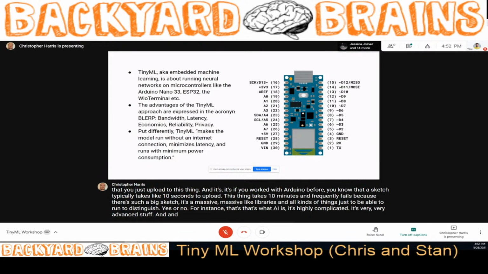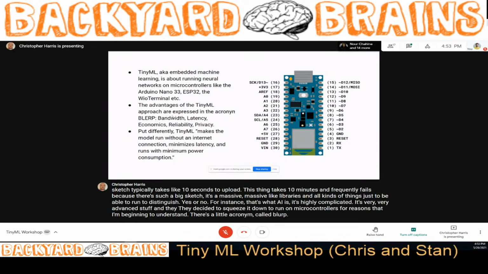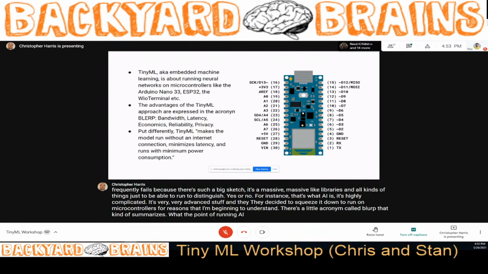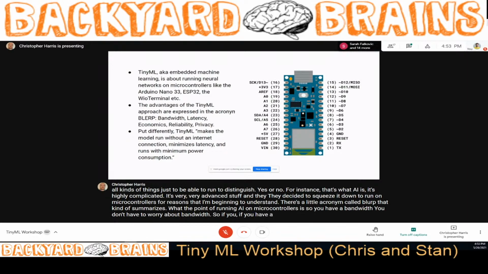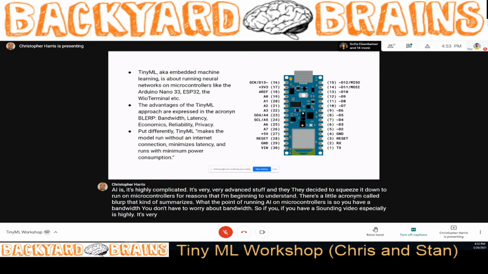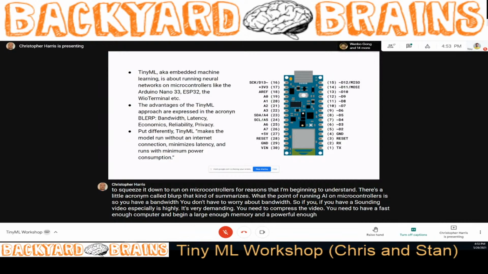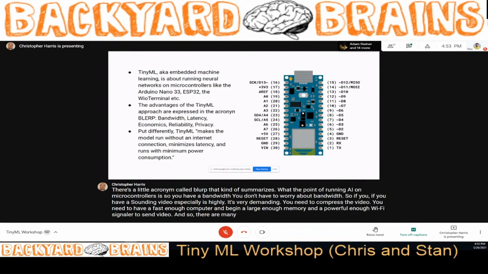There's a little acronym called BLURP that summarizes what the point of running AI on microcontrollers is. So you have bandwidth. You don't have to worry about bandwidth. Sending video, especially, is very demanding. You need to compress the video. You need to have a fast enough computer and large enough memory and a powerful enough Wi-Fi signal to send video. So there are many things that maybe you want to do locally because you don't have the bandwidth to ship the data to a cloud.